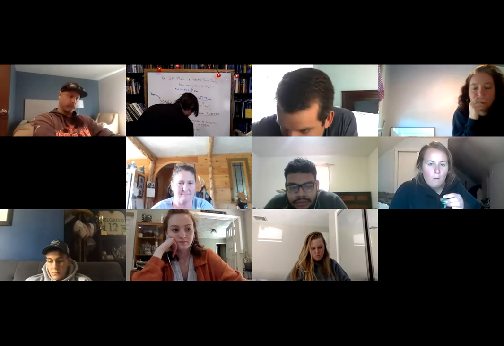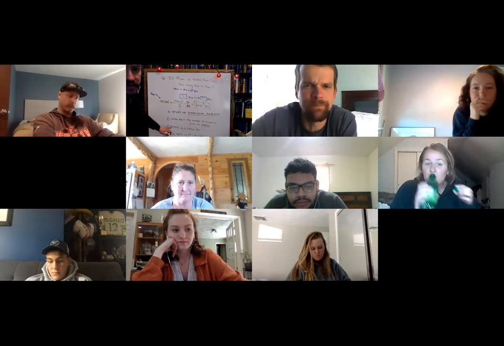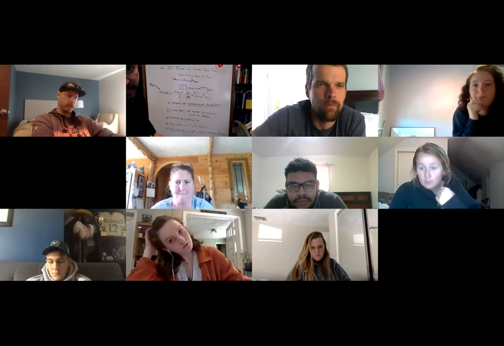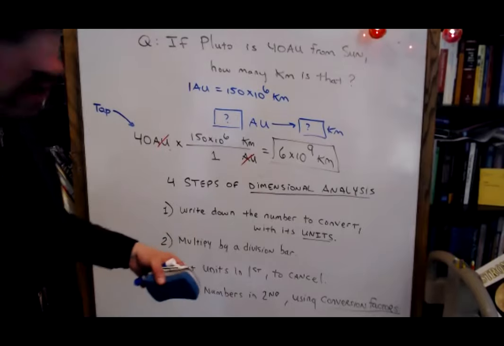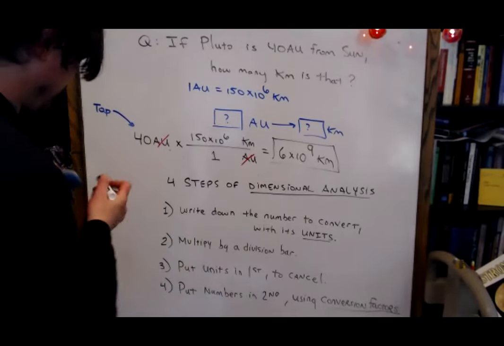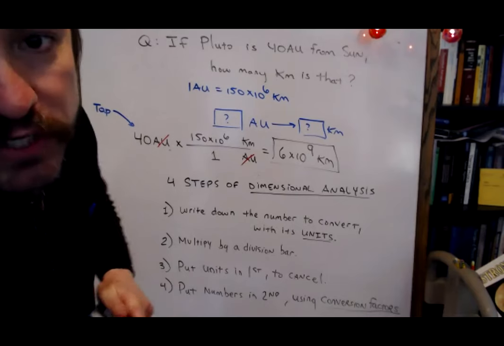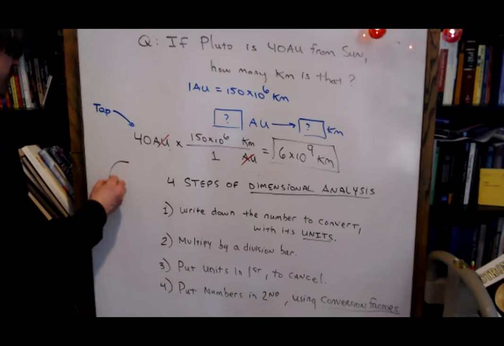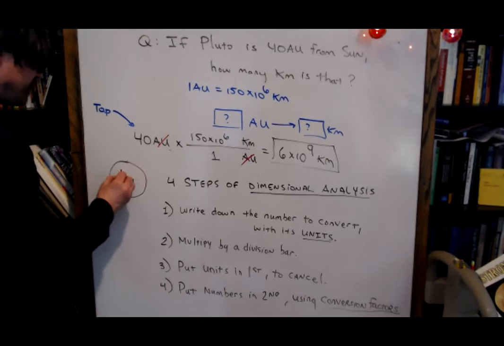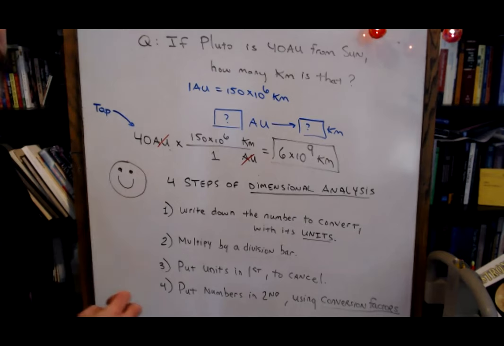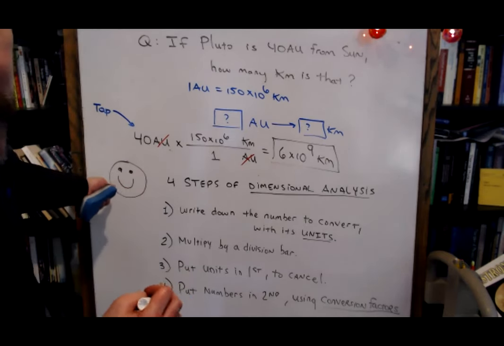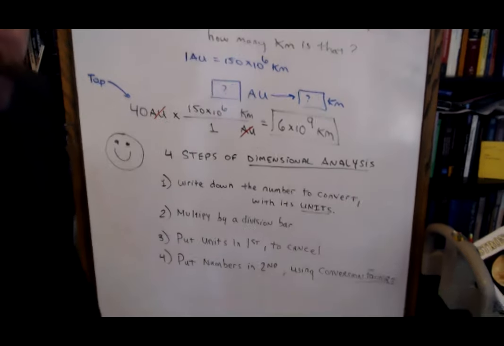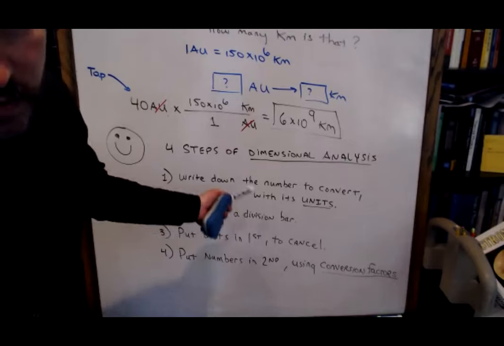So take some notes with me here. By the way, do you have this? You have all this down? This is the most important notes that I gave you today. Please put big stars next to this. I'm going to want you to call them up afterwards. Here. What's number two say? Number two says multiply by a division bar. I want you to put a big smiley face next to this in your notebooks. I'm going to ask you to find the smiley face later, okay? Please. And then the last part of number one, what's it say? It says write down the number to convert with its units.